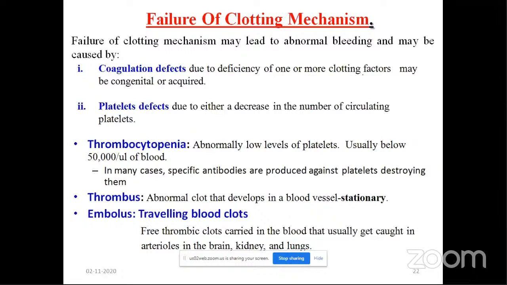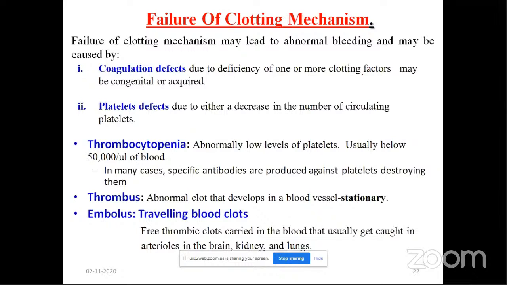In dengue fever, which is a viral infection, the number of platelets becomes very low, 60, 70,000. It may prove fatal also. So one of the clotting or coagulation defects may be due to a lack of an appropriate number of platelets, a decrease in the number of circulating platelets, or some structural defects in the platelets. That also can lead to platelet defects.